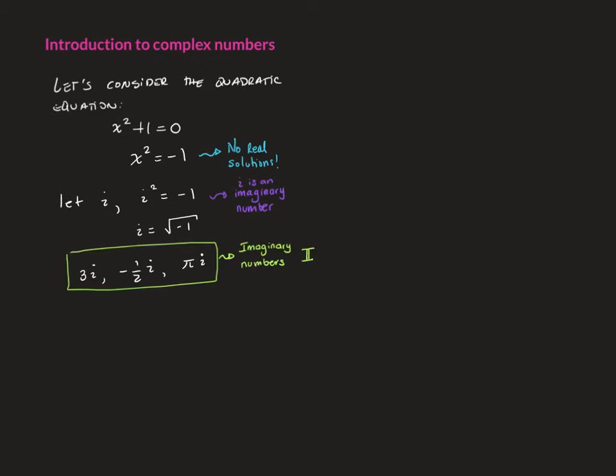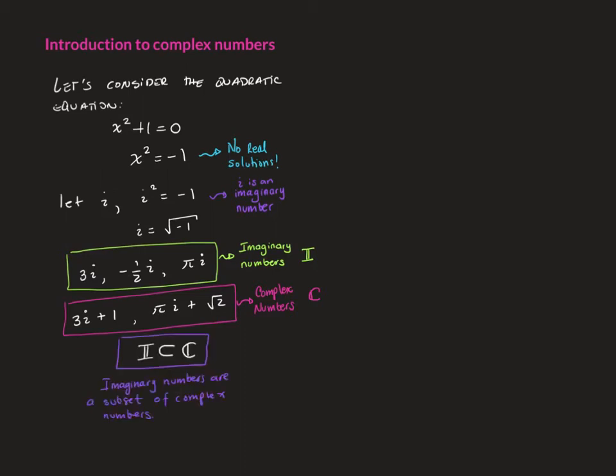Now, when I combine these numbers with other real numbers using addition or subtraction, for example, let's say you get the number 3i and then you want to add 1, or say you have pi i and you want to add root 2, what you're creating now is another set of numbers that we are going to call the complex set of numbers. Now, the imaginary numbers can all be thought of as you're adding plus 0 to those numbers. So the imaginary numbers are a subset of the complex numbers.